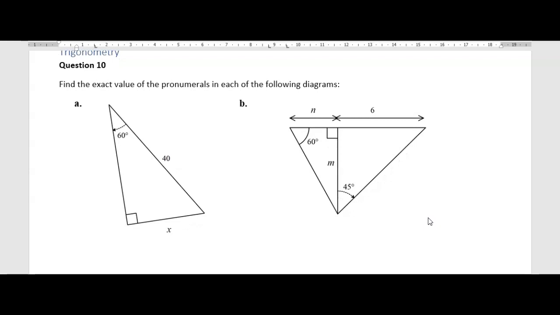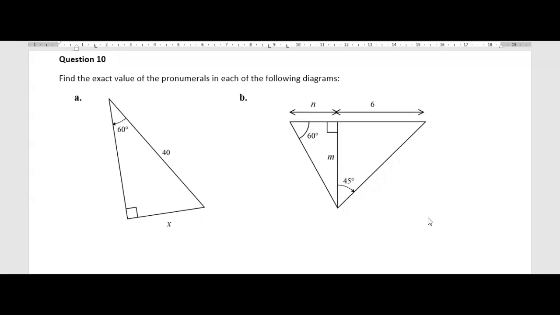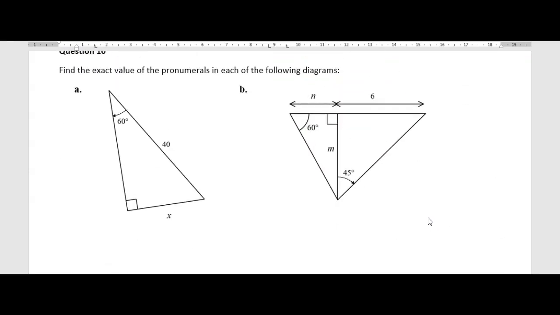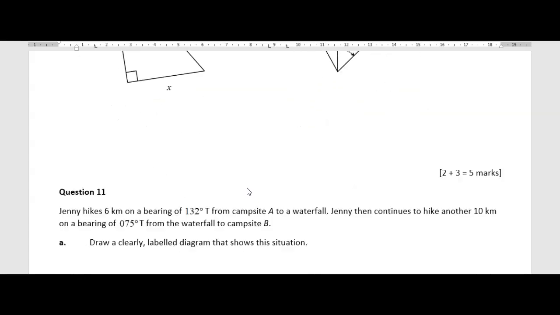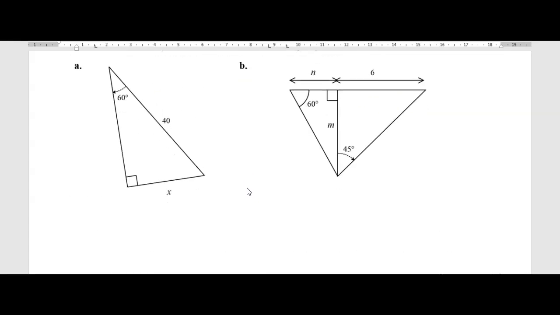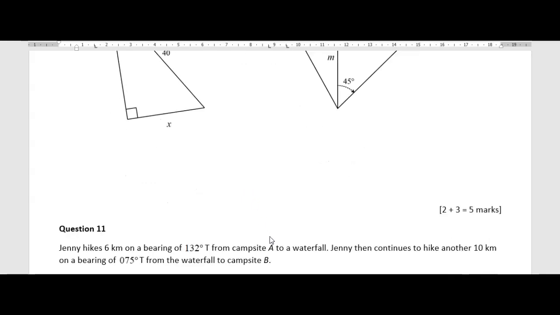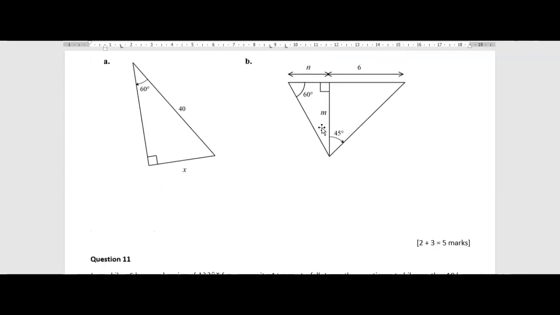Okay, so question 10, find the exact value of the pronumerals in each of the following diagrams. Okay, so this is where you need to know your exact values. So if I just, let's just make you a bit smaller, just so I can see the triangle at the same time.